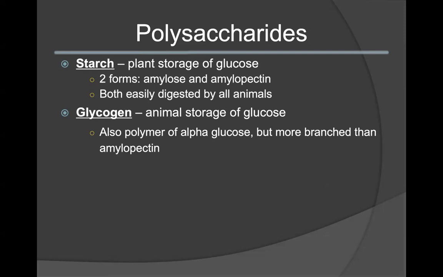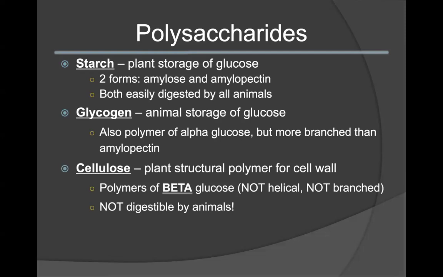Cellulose is a structural polymer, so cellulose is very important in the formation of the cell wall. Cellulose is based off of beta-glucose as the monomer unit. As a result, this will not be branched, and it also will not form a helical structure. It will form fibrous-like structures to provide support. Cellulose, because of its beta-glucose linkages, is not considered to be digestible by animals.